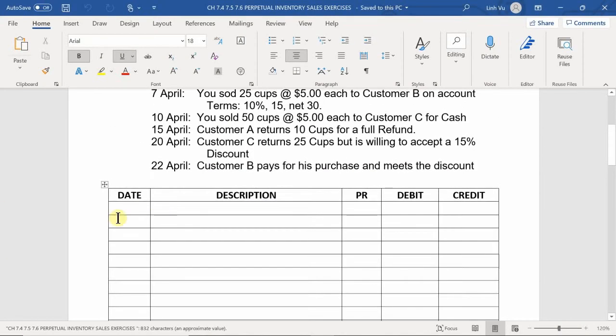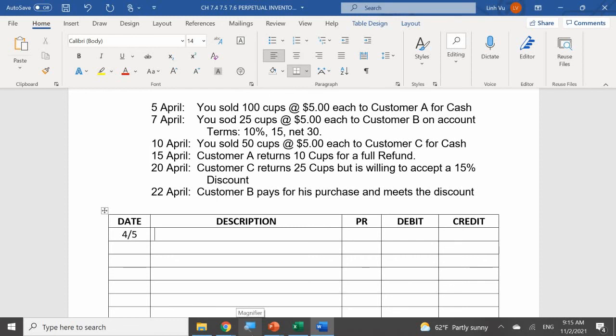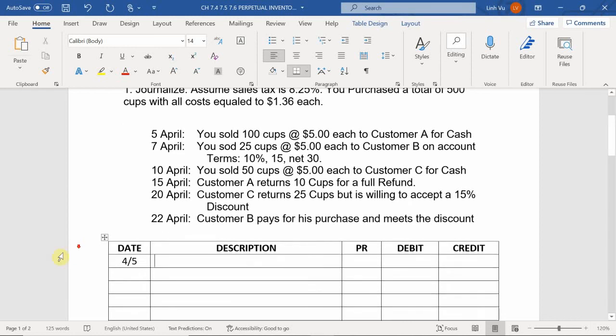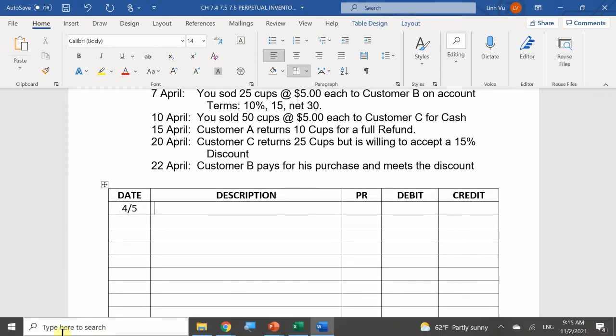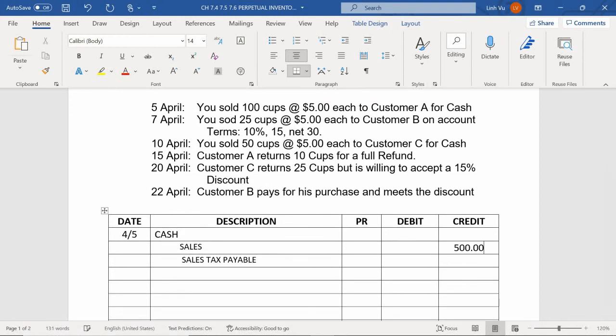So let's record the very first transaction here. On April 5th, we sold 100 cups at $5 each to customer A for cash. How am I going to journalize this? Cash, sales tax payable. Good. We're recognizing that we're going to be receiving cash and we have made a sale and we have to charge sales tax. So how do I calculate this? What was my total sales if I sold 100 cups at $5 each? 500. Okay, what is my tax off of the $500?